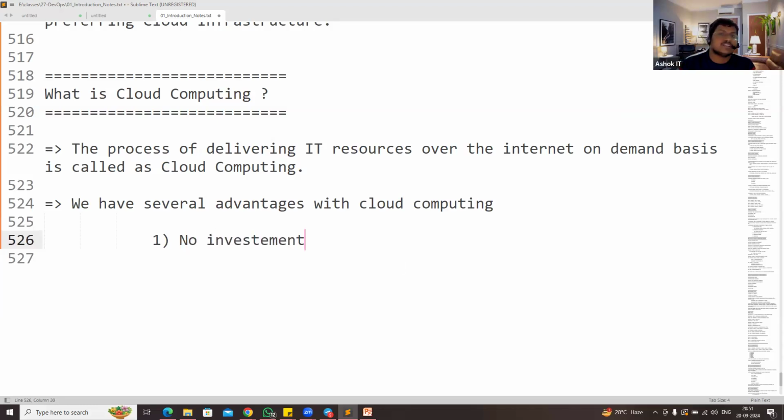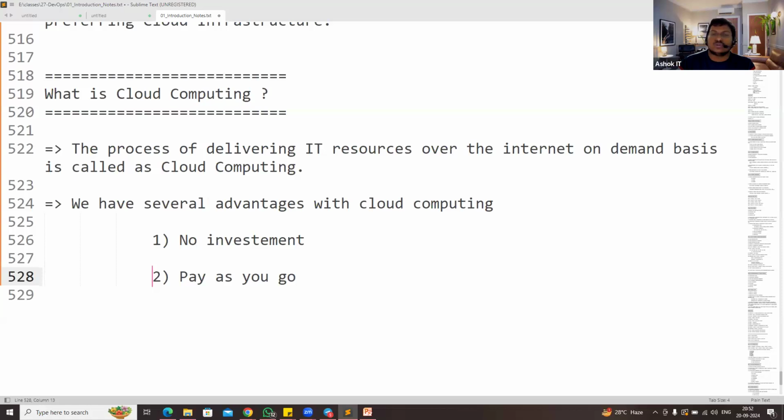You don't need to do any investment. You don't need to spend crores of rupees. And the second advantage is pay as you go. That means whatever you use, you pay for that. If you use 10 machines, you pay for only 10 machines. If you use 20 machines, you pay for only 20 machines. It is like our postpaid bill. It is like our credit card bill. Pay as you go. Whatever you use, you pay for that.